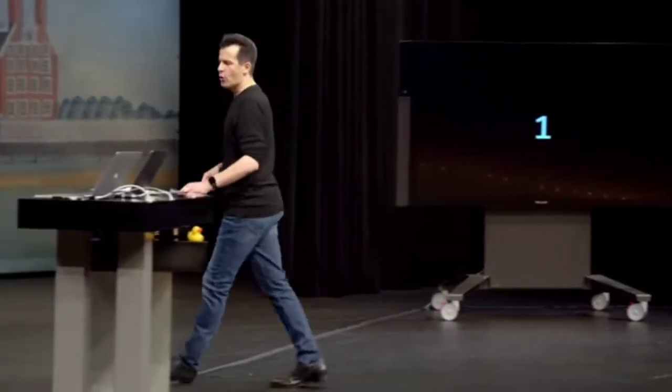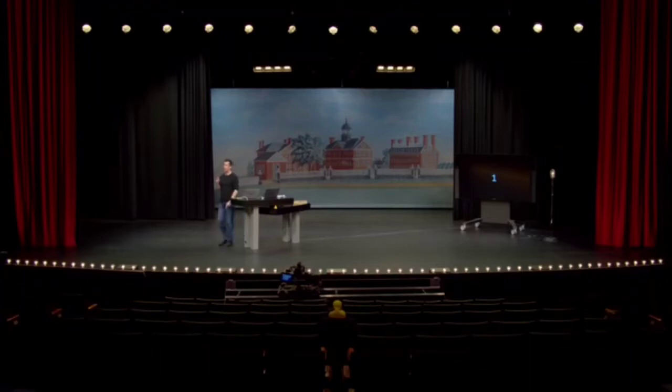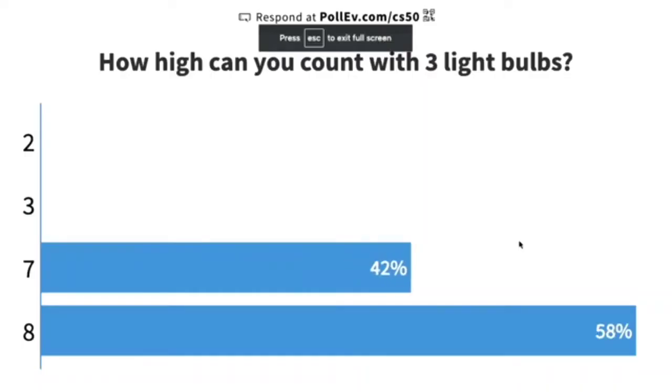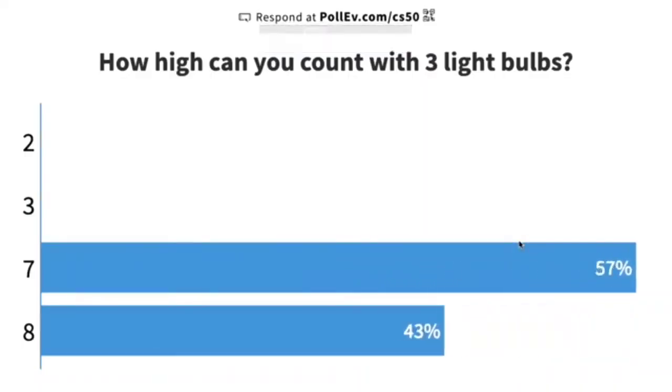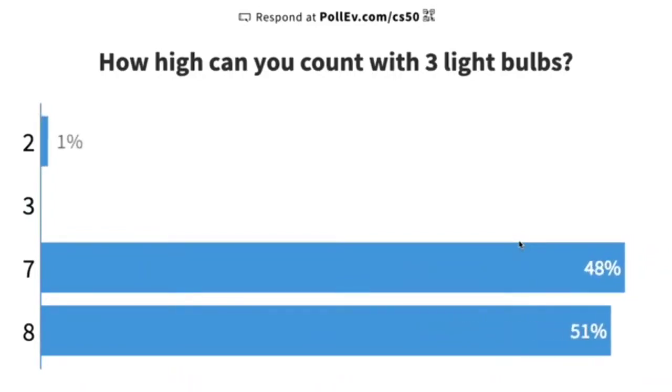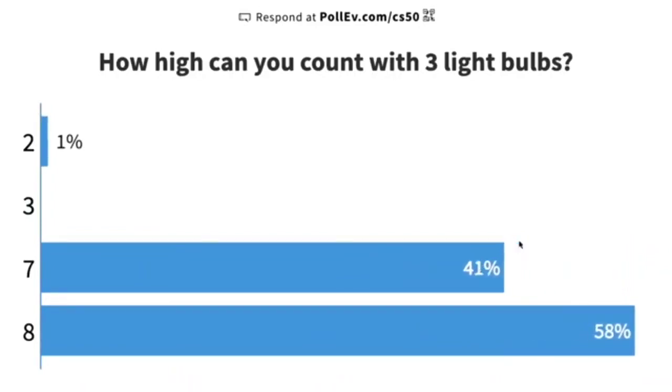So let me ask this. If we were to use 3 light bulbs, how high could we count? With 1 light bulb, we can count from 0 to 1, 2 possibilities. But with 3 light bulbs, how high could we count? Let me go ahead and ask this question here on the screen. In just a moment, you'll see on your side this particular question via which you can respond on your device. How high can you count with 3 light bulbs? So instead of 1, I give you 3, each of which can be on or off. How high can we perhaps count?